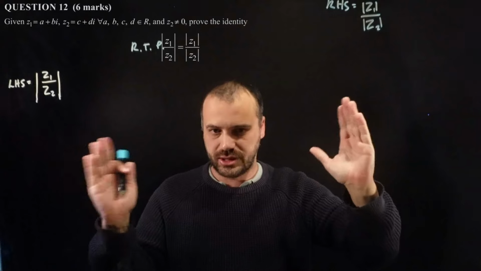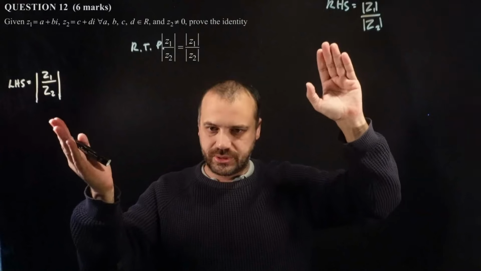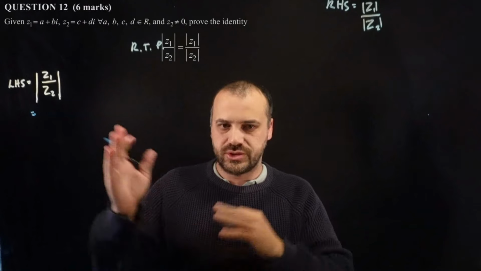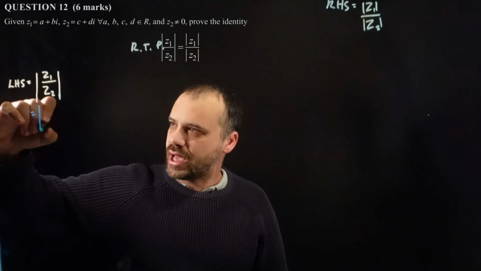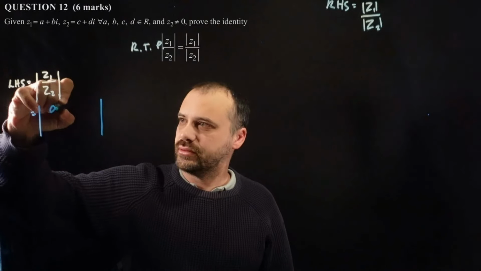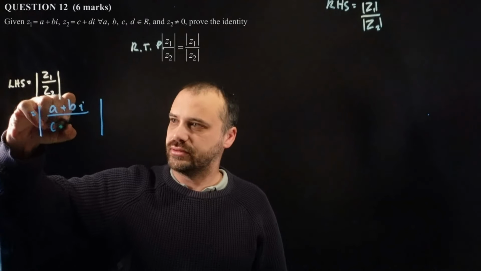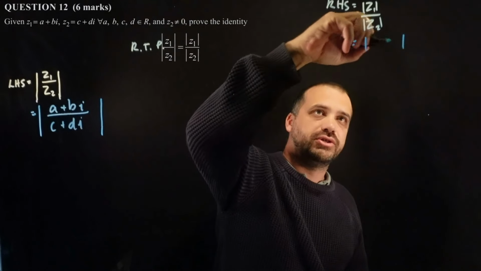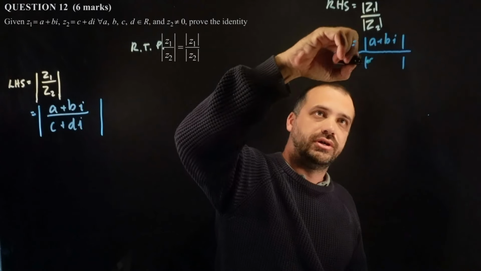So slightly different. Now, normally I'd sort of line these up on my page, but here's where I am. So this is what I'm going to do. Okay. Now I'm going to put in my Z1 and Z2 values in each side so I get a really good understanding of what I've got. I'm trying to find the magnitude of A plus BI over, and then I have this C plus DI. And then on this side, I'm trying to find the magnitude of A plus BI over the magnitude of C plus DI.